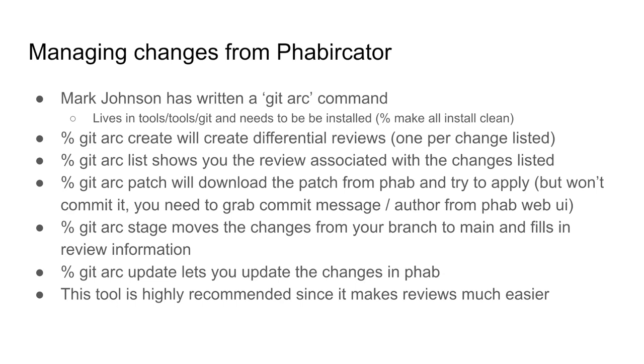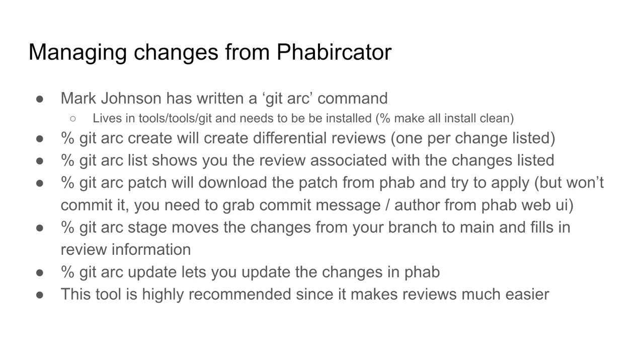Git arc patch. If somebody's uploaded a patch into Fabricator and you want to look at it, it wraps the nuts and bolts about pulling that patch down and applying it to your tree. It applies it to the tree, but doesn't commit it, so there's no commit message. If you want to curate this patch as something you're going to push upstream, you'll need to commit it, and you'll probably just go to the Fabricator review URL and cut and paste the commit message from that. It would be nice if it was more automated, but we don't have more automation as of this time.